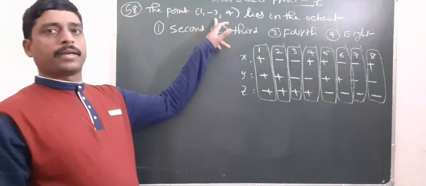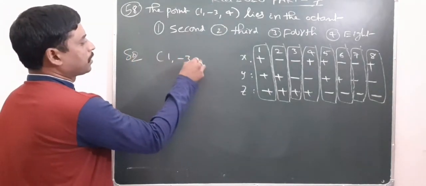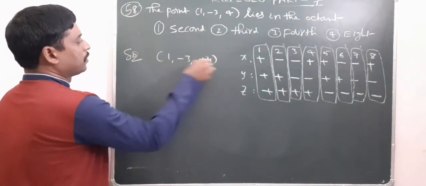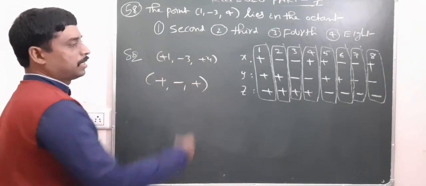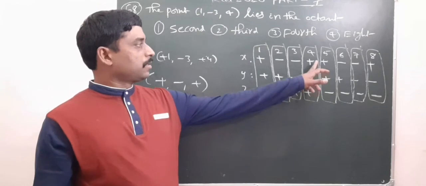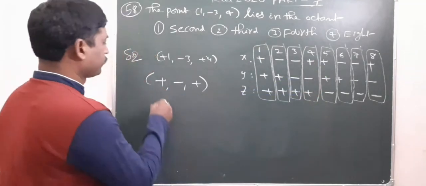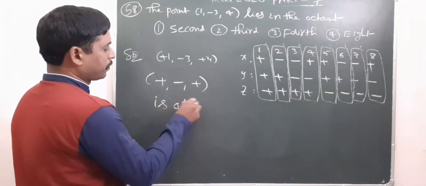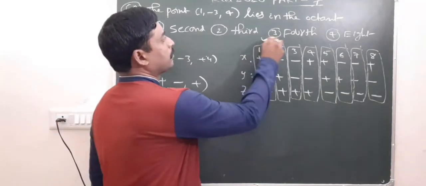The point 1, minus 3, 4 has signs plus, minus, plus. This plus minus plus lies in the fourth octant. Option 3 correct.